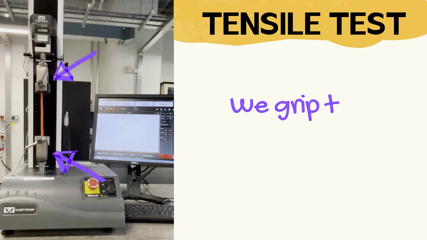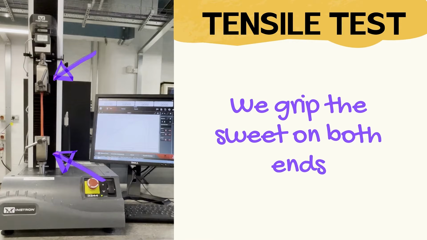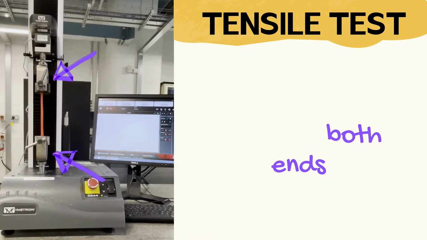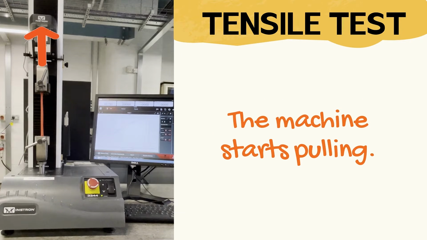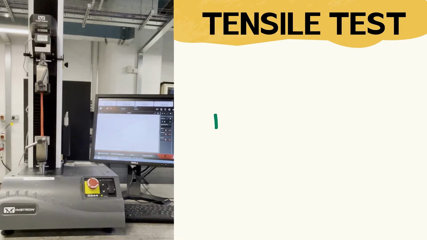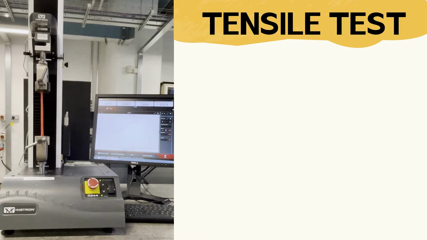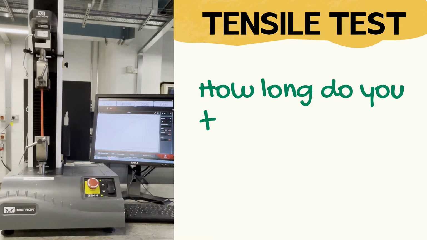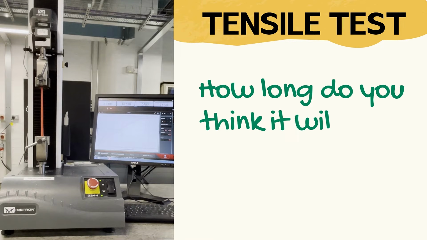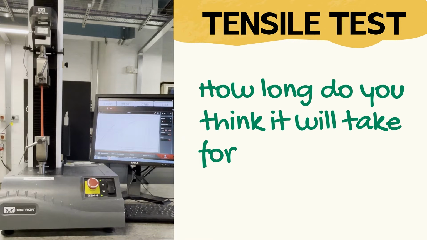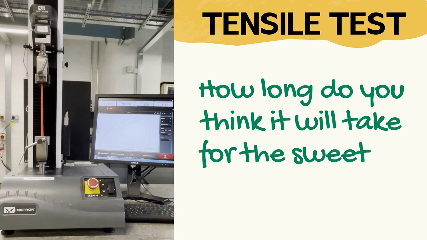Let's use some sweets. In this tensile test that we did in the lab, we tried to see how this sweet behaves. We grip the sweet on both ends and then the machine starts pulling. We can also tell the machine how fast we want it to pull and stretch. As you can see, the machine is beginning to move. How long do you think it will take for the sweet to break?